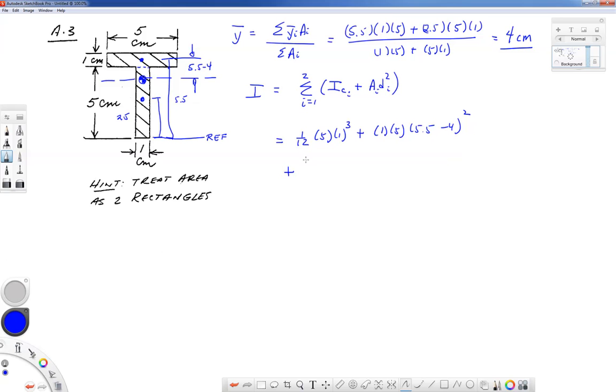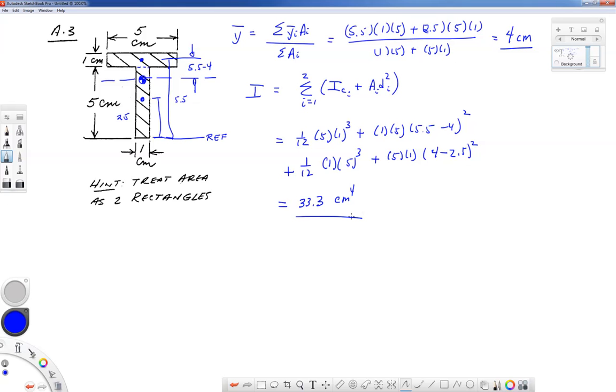For the bottom piece, piece number 2, moment of inertia is 1/12 the base times the height cubed. Now this time it's the 5 that's cubed, plus the area times the distance between this centroid and the entire cross-section centroid squared. So in this case, it's going to be 4 minus 2.5, that quantity squared. All right, let's calculate these numbers. And when I calculate them out, I ended up with 33.3 centimeters to the 4th power.